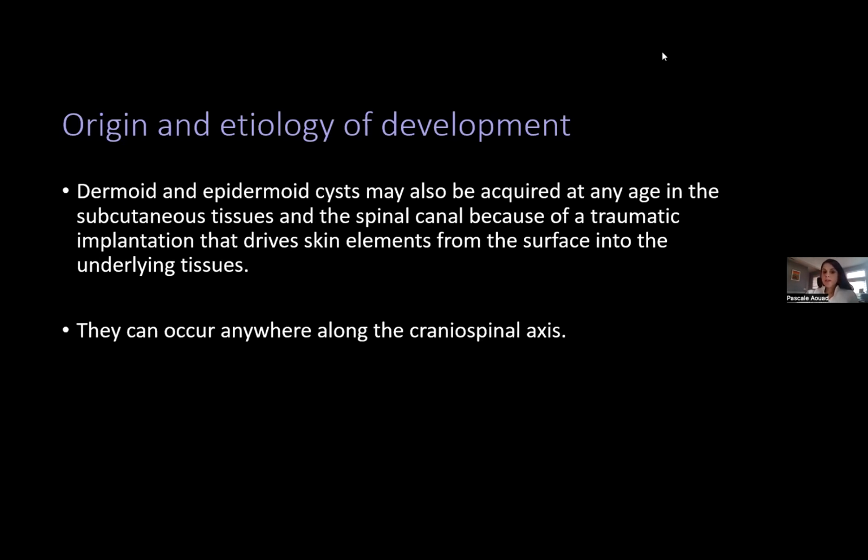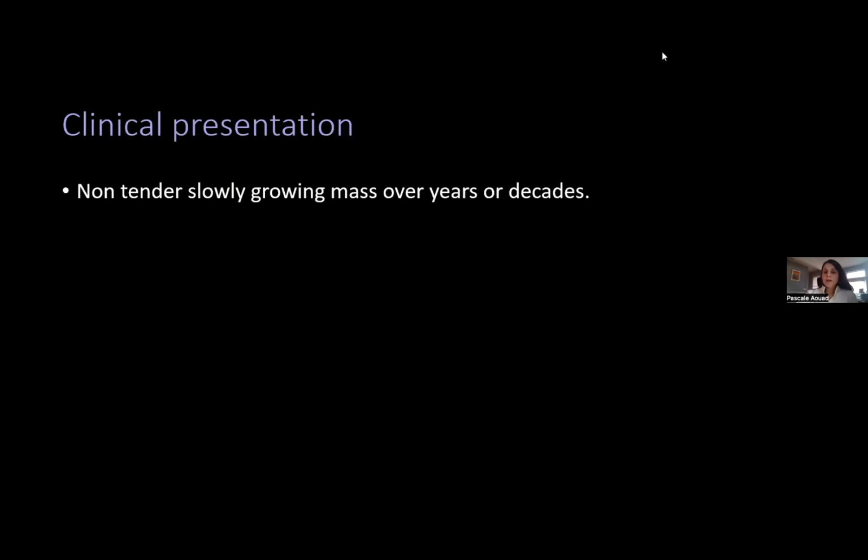Dermoid and epidermoid cysts may also be acquired at any age in the subcutaneous tissues, as well as in the spinal canal. This is because of a traumatic implantation that drives skin elements from the surface into the underlying tissues. This can be, for example, from a traumatic spinal tap, post-surgery, or from any other trauma as well. They can occur anywhere along the craniospinal axis. Clinically, it depends on the location, but in the soft tissues, they are usually a non-tender, slowly growing mass that will grow slowly over years or decades.